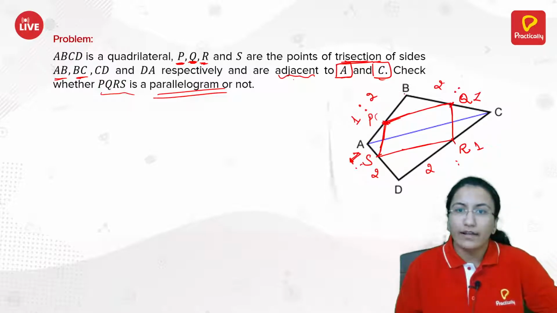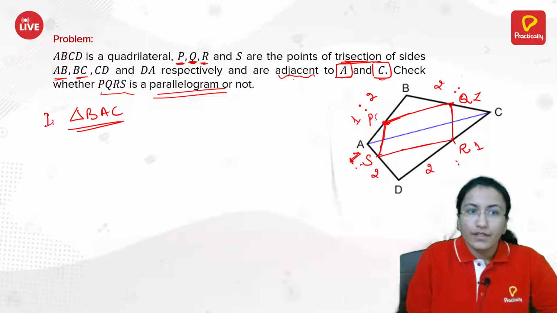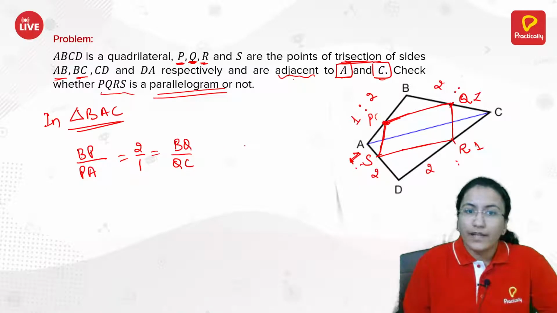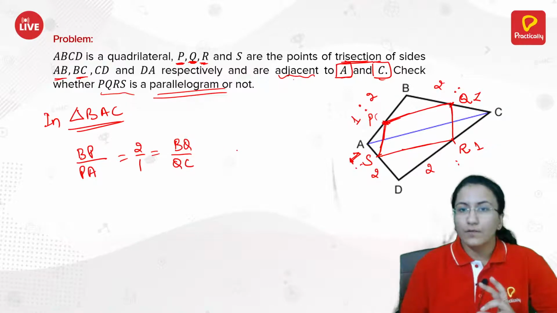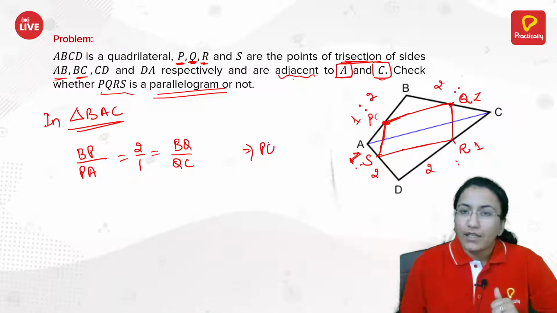You just need to take these. Suppose you are in triangle BAC. In this triangle, BP divided by PA is equal to 2:1, and this same 2:1 ratio is also for BQ by QC. So that implies, by applying the converse of the basic proportionality theorem, you will have PQ parallel to AC.